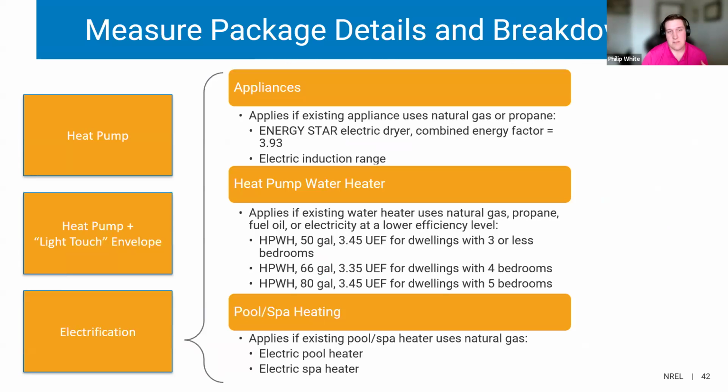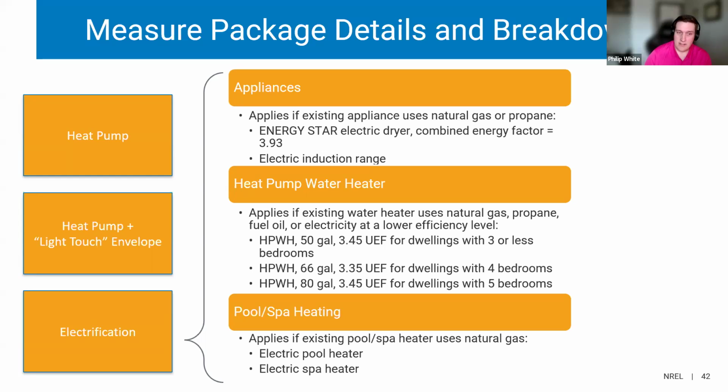And now let's go through measure packages 11 through 15. This includes the addition of heat pump water heaters and appliance electrification. For appliance electrification, if the existing dryer or range and oven use natural gas or propane, they're replaced with an Energy Star dryer, an electric induction range, and oven, respectively. For hot water heaters, if the existing water heater uses natural gas, propane, fuel oil, or electricity at a lower efficiency level than a UEF around 3.4, the dwelling receives a heat pump water heater sized according to the number of bedrooms the home has.